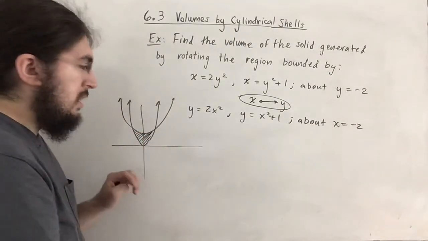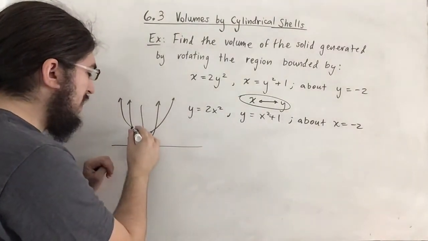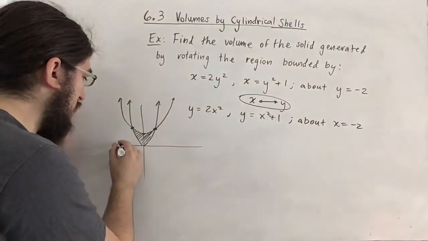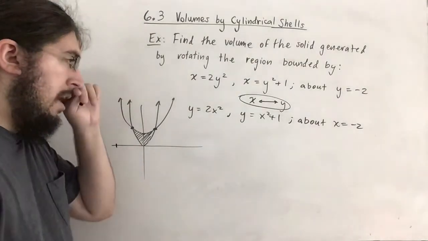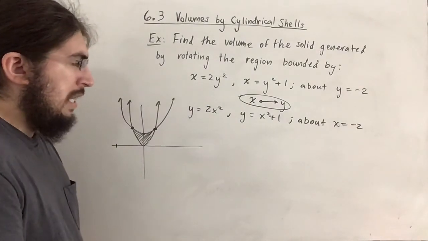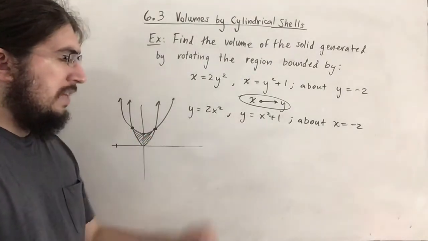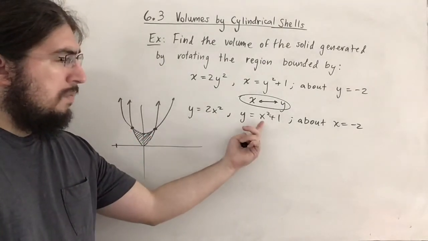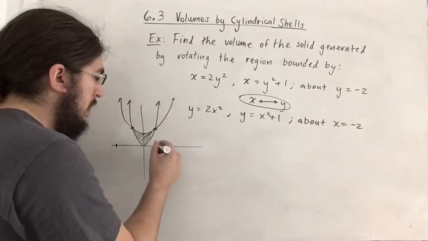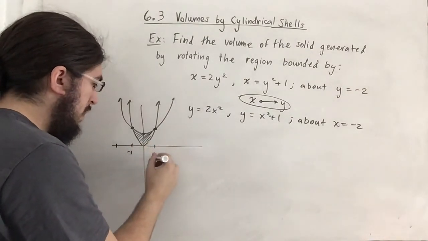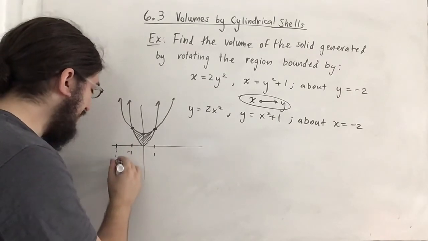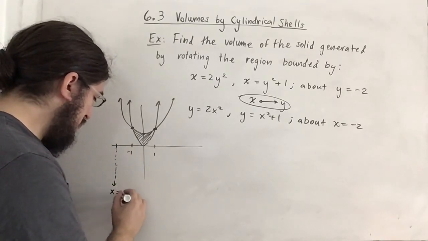But notice we're rotating this about x equals -2. Where do these intersect? Well, they better intersect before -2, so I'm assuming x equals -2 is going to be somewhere over here. We can find out where they intersect quite easily. I'm assuming they intersect at 1 and -1. In fact, you can plug in 1 and -1 and see if it works, and it does, because when you plug in 1 here, you get 1 squared plus 1, which is 2. Same thing here, you also get 2. So this is indeed 1 and -1. And then the line over here is, I'm sorry, x equals -2. Perfect.